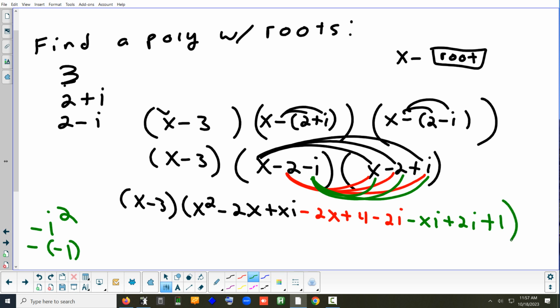Okay, so I did it in different colors so you can see what I distributed for each part. The x goes to all 3, the negative 2 goes to all 3, and then the negative i went to all 3. Is there anything in there that cancels out? Like which ones? Positive xi, negative xi, yep. Positive 2i, negative 2i. So half of that just disappeared.